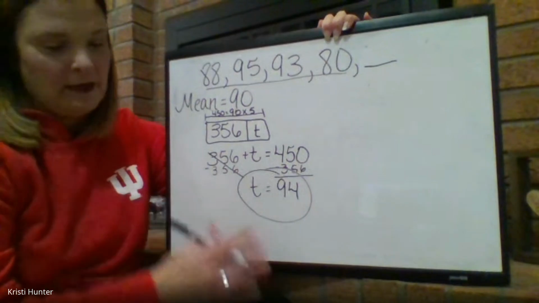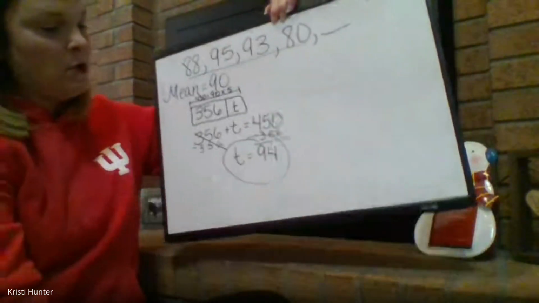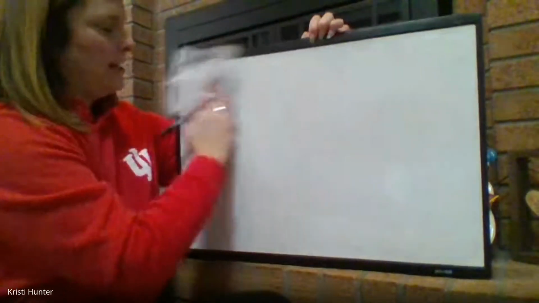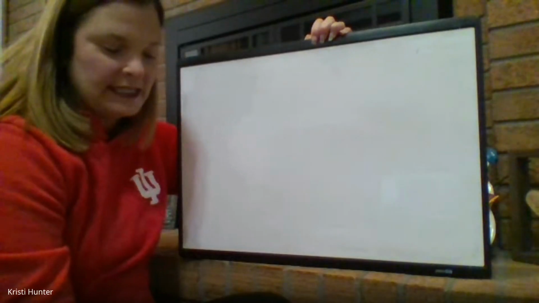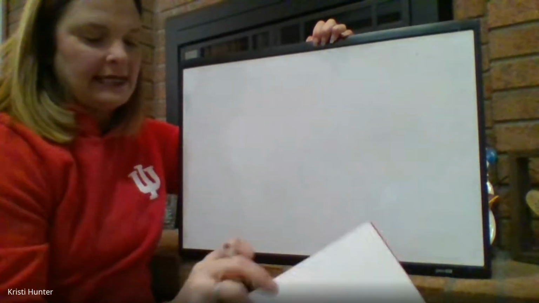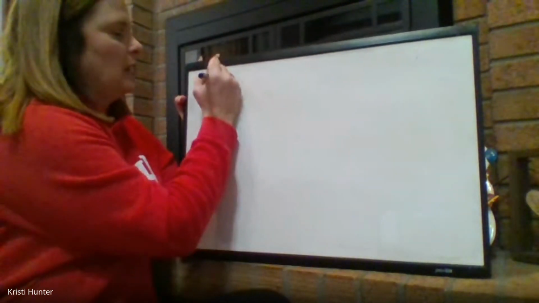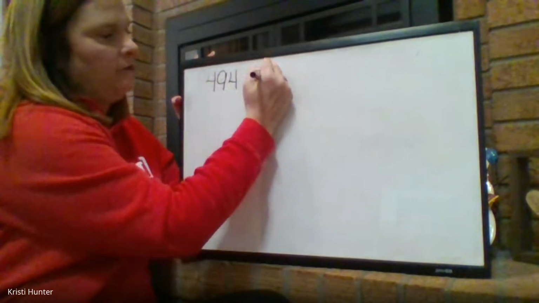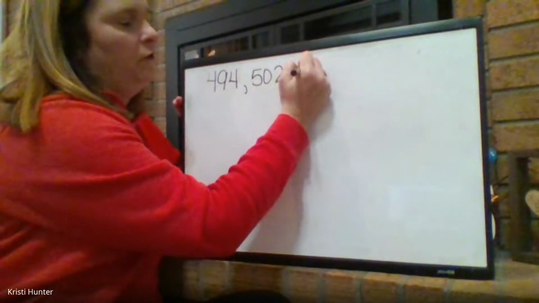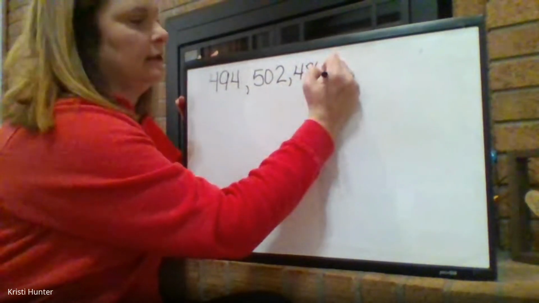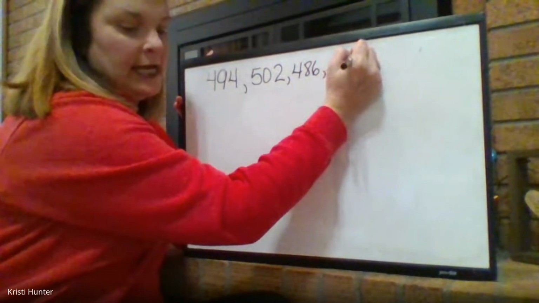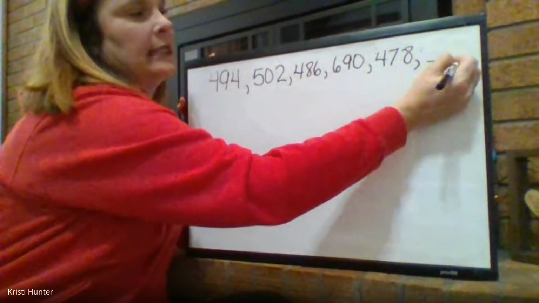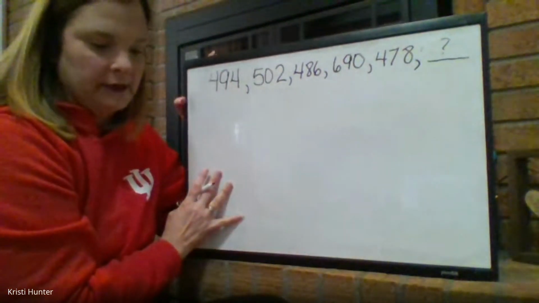Okay? All right, so let's try one more, and this is where your piece of paper may come in handy before we start our assignment here. So I'm going to have you work some of this out and see if you can guide me through what to do. All right, so here's my values. 494, 502, 486, 690, and 478. And we are missing the last number.